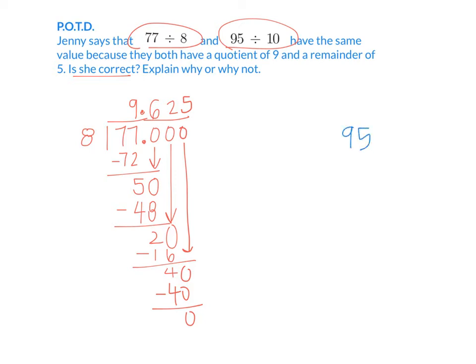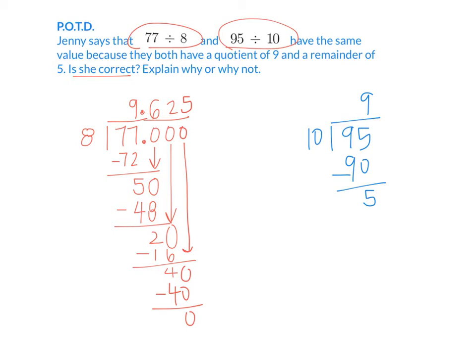95 divided by 10. I have 95 ones. How many times can 10 go into that? 9. And so when I multiply, I have 90. And is it still 9 remainder 5? Is the answer 9 remainder 5? Yes. But if we want to find the value, does 9 remainder 5 have a value?